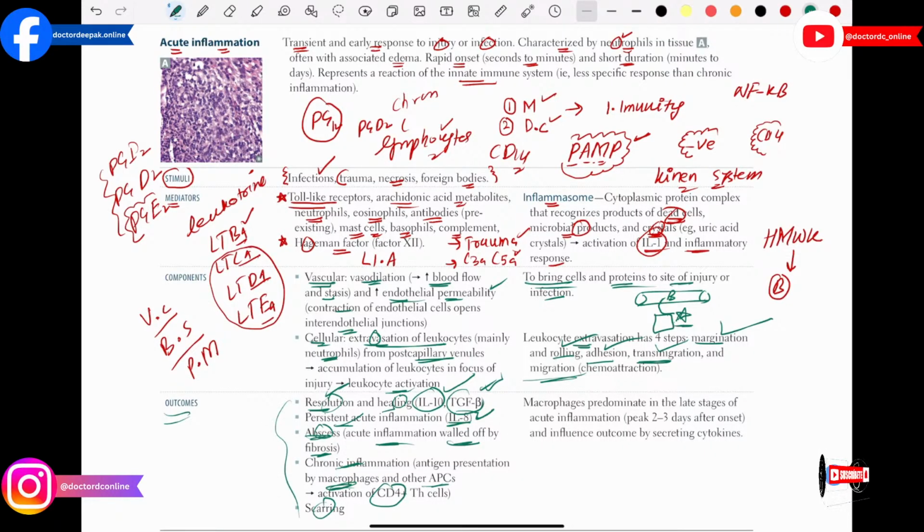Then they mention here macrophages predominate in the late stages of acute inflammation, peak around 2 to 3 days after the onset, and influence outcome by secreting cytokines. So what is the meaning of this line? Basically when inflammation occurs, in the early response you will see the neutrophils, but after 2-3 days or 4 days you will see the macrophages at the site of acute inflammation, and they are going to influence the outcome by secreting different kinds of cytokines. So that's all about acute inflammation.